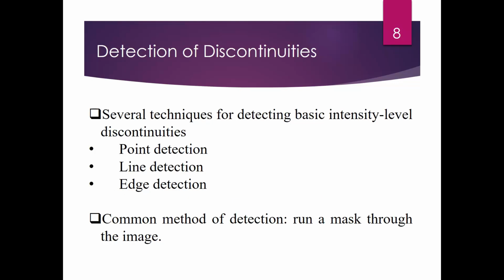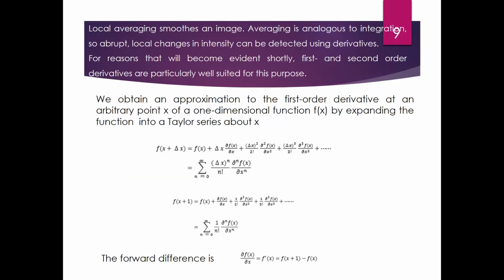So, detection or image segmentation based on discontinuities. Several techniques for detecting basic intensity level discontinuities are point detection, line detection, and edge detection. A common method of detection is to run a mask through an image, which we had already studied in the image enhancement unit. Now, as you know, local averaging smoothens an image.